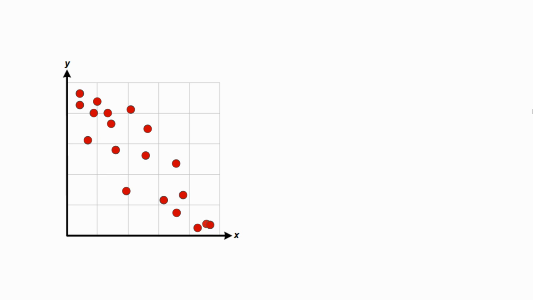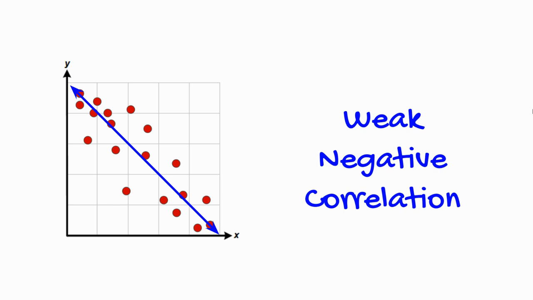Now, however, here I can see my data still trending down. It still looks negative if I was to draw a blue line through the center of the data. That would be the line of best fit. But they're not near as close as they were in the last one. They're kind of spread out more. So this is what we would call weak negative correlation.